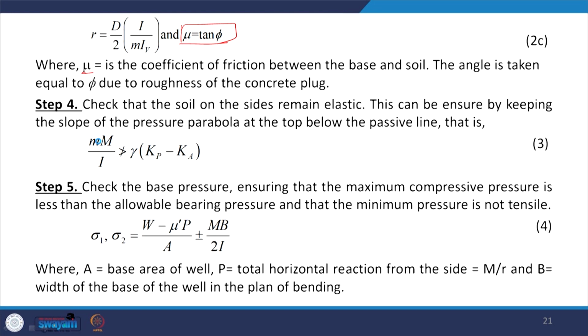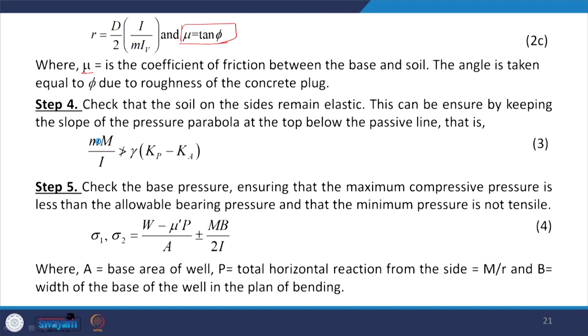If equation third is satisfied, then we go ahead and check the base pressure, ensuring that the maximum compressive pressure is less than the allowable bearing pressure and the minimum pressure is not tensile. So, you calculate the stresses from equation 4, sigma 1 and sigma 2. When you use the plus sign, you get sigma 1, and when you use the minus sign, you get sigma 2.